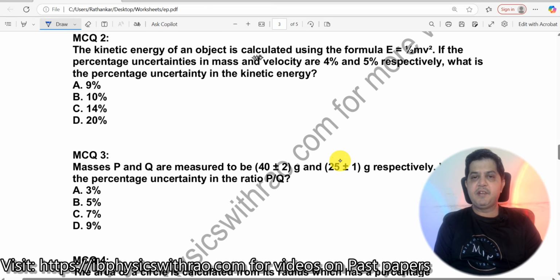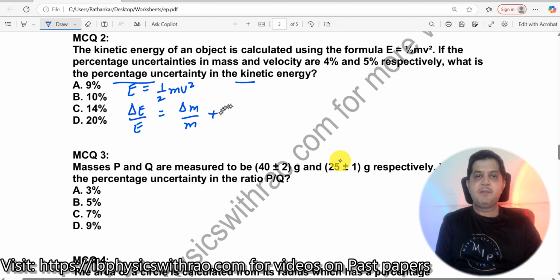The kinetic energy of an object is calculated using the formula E equal to half mv square. If the percentage uncertainties in the mass and velocity are 4 and 5% respectively, what is the uncertainty in the kinetic energy? Kinetic energy is given by the equation half mv square. I want to find out the percentage uncertainty in the kinetic energy, which should now be delta E by E. See, this half is a constant, you need not worry about this. So I should be writing this as delta m by m plus 2 times delta v divided by v.